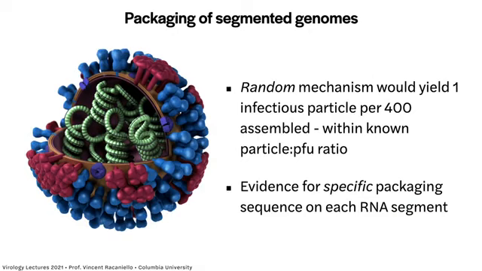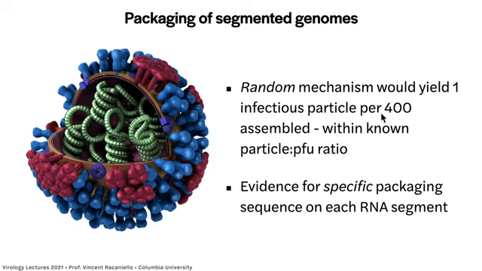So far we've talked about genomes with one nucleic acid piece, monopartite. What about segmented genomes? How do they get packaged? Is it random or are there signals? Well, actually, if you did the math and you said, okay, let's take influenza virus. They have 8 segments. If you just had a random mechanism for grabbing 8 segments, it would actually give you an infectious particle per 400 assembled. If you just said, okay, grab 8 RNAs from the pool in the cell, 1 in 400 would work.